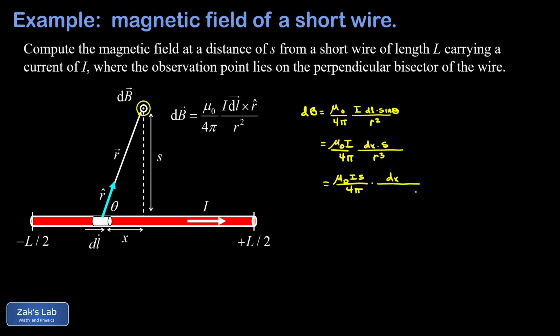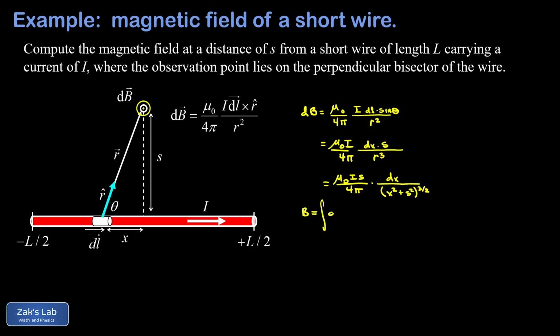And now I can replace my r with the magnitude of the position vector in terms of x. And using the Pythagorean theorem, the magnitude of r is the square root of s squared plus x squared. Well, I'm raising that to the third power. So I have an x squared plus s squared to the 3/2 power down there in the denominator. So now we have dB expressed entirely in terms of a single variable x, and we should be able to add all these up by using an integral.